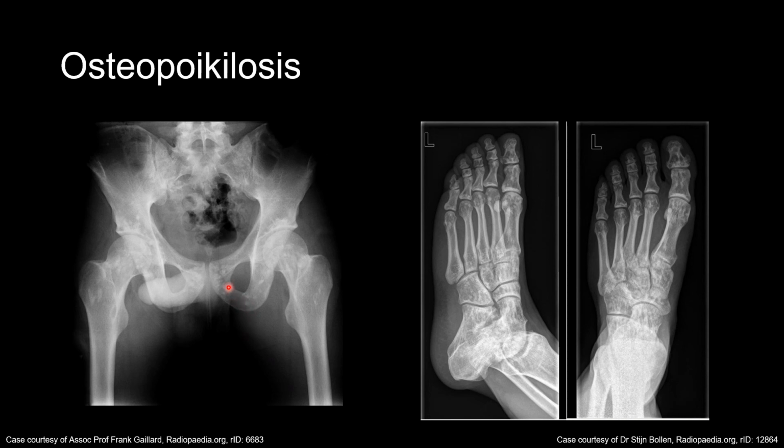So you can see here the bone islands all throughout the pubic ramus and ischiums, as well as the femoral neck and the acetabular regions, and in the pubic symphysis. On this example of the foot, you can see bone islands all through the tarsal bones, metatarsals, and phalanges, and in this case, the calcaneus. So pretty much the whole foot demonstrating these bone islands.